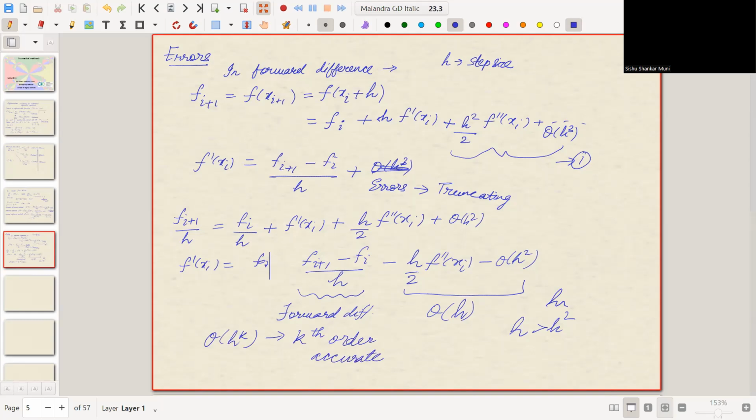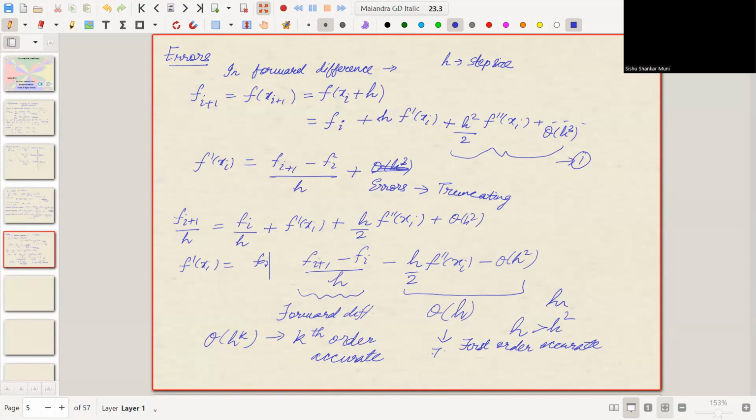So in our case, forward difference is order of h. So you can say it is a first order accurate method. You got it, right? So the forward difference method is first order accurate. We'll see this error similarly for the case of backward and central difference also.